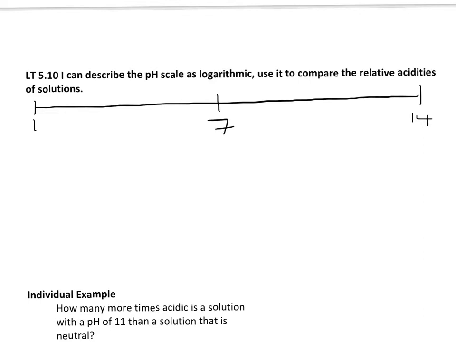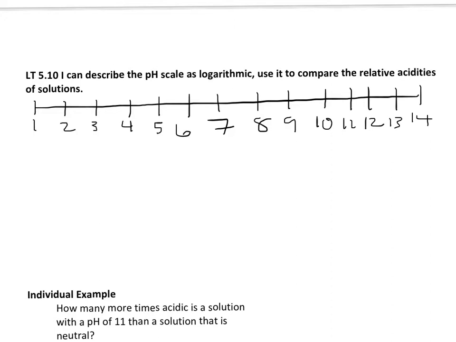And again, in between these pHs of 1 and 7, we could say there's something with a pH of 2, 3, 4, 5, 6. And these are all acidic. And we could also say something has a pH of 8, 9, 10, 11, 12, 13. And these would all be basic solutions.